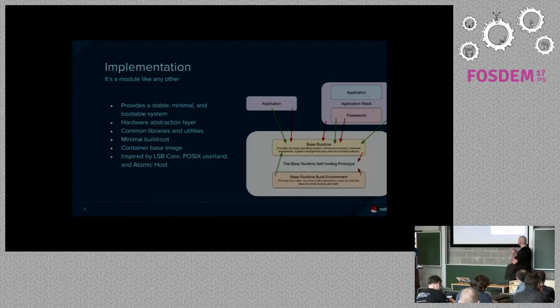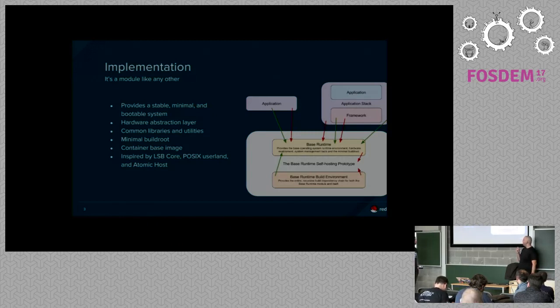So, the implementation. Don't worry about the picture. It's not really important if you can't read it. It's a module like any other. It's defined in a module MD file. It lists all the components that we want to build as part of the base runtime module. It provides a stable and minimal bootable system on bare metal machines and on virtual machines. It also defines the container base image for both systemd and spawn and Docker files, just Docker.